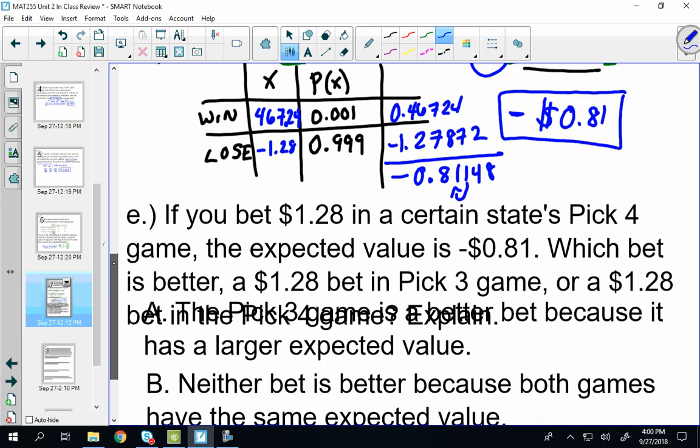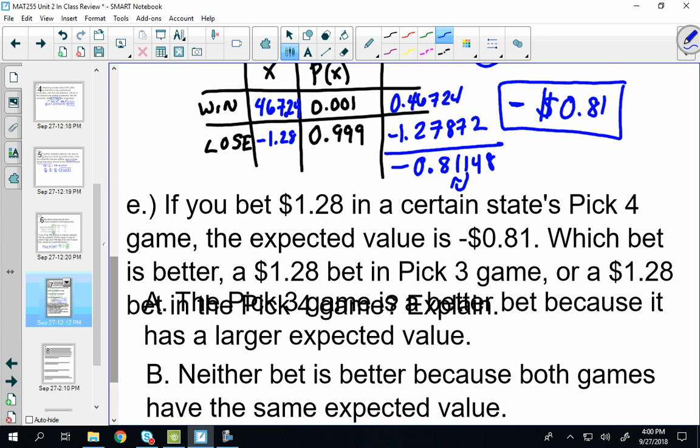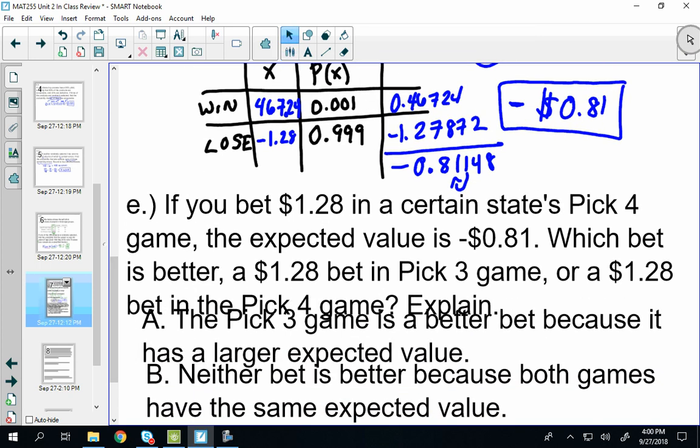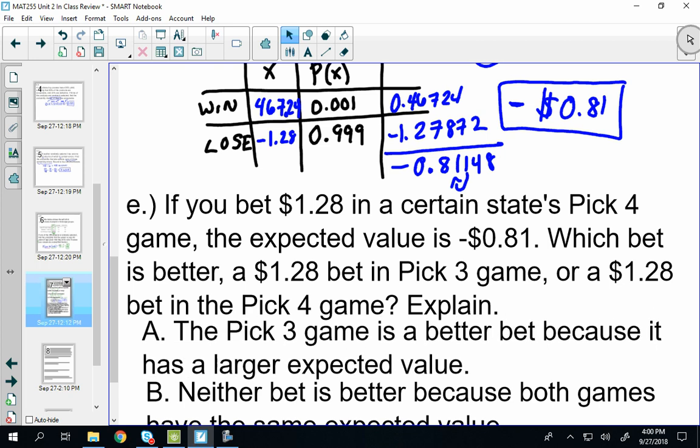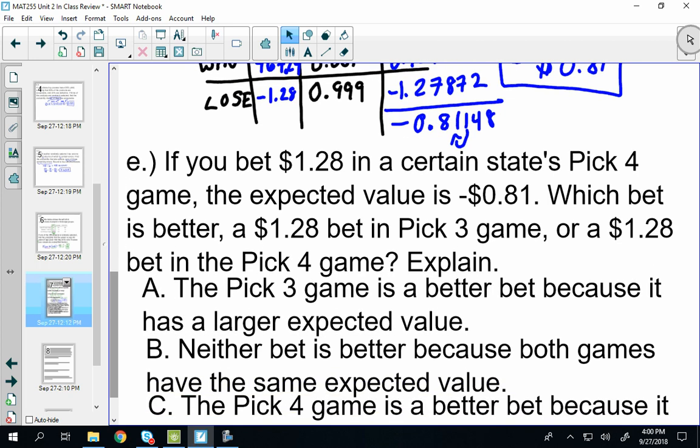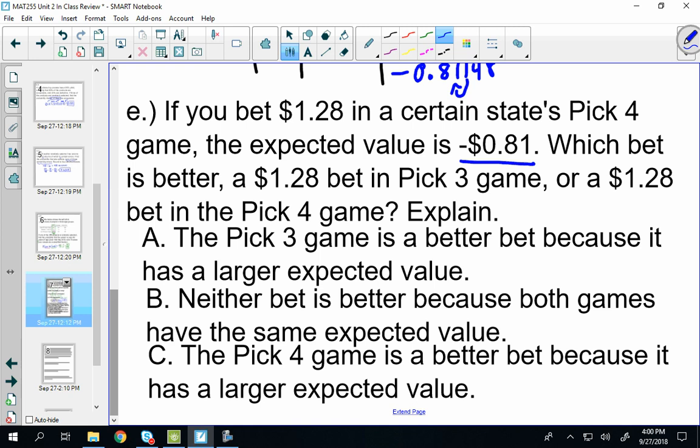If we look at part E, knowing that expected value helps us figure out what's going on. Part E tells us if you bet $1.28 in a certain state's pick 4 game, the expected value is negative 0.81. That's the same expected value we just had. So they're saying which one's better. And in this case, neither one is better. Our expected value is the same. We're going to lose about the same amount no matter which game we play.